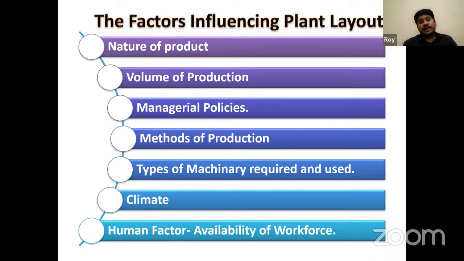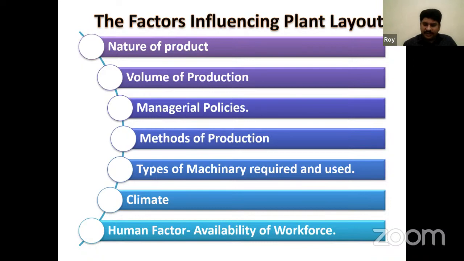Methods of production. What kind of production methods you choose is another important thing. Unless you know what kind of methods you are choosing, the layout will change. Now, types of machinery required and used. If there is a big machine, as I told you in the fertilizer company which I have, the layout will change. For small machinery, the layout will be different.